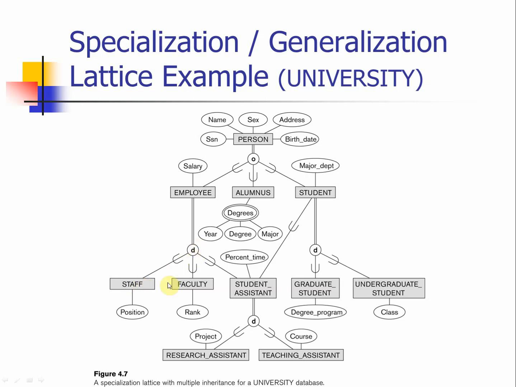So you have a disjoint, which means a staff is a staff. It cannot be a faculty. A faculty is a faculty. It cannot be a student assistant over here. On the other side, student can be further divided into graduate student as well as undergraduate student. You see, this one uses the strictest notation, double line and a D, indicating you have to choose one of that. Student assistant is a shared subclass.